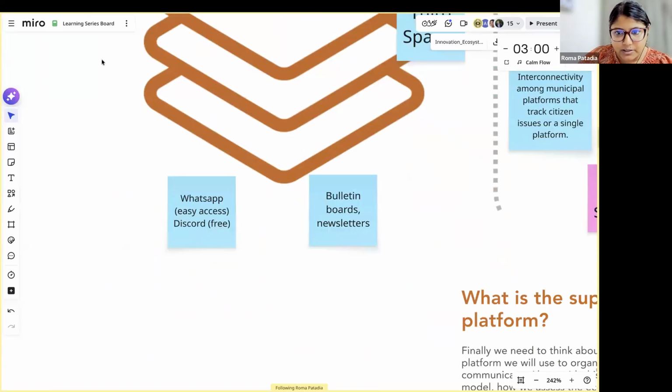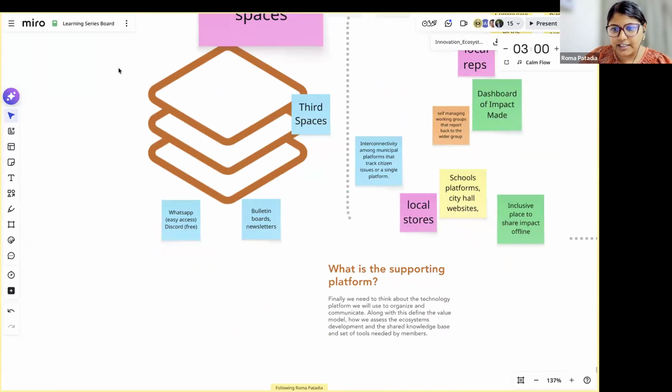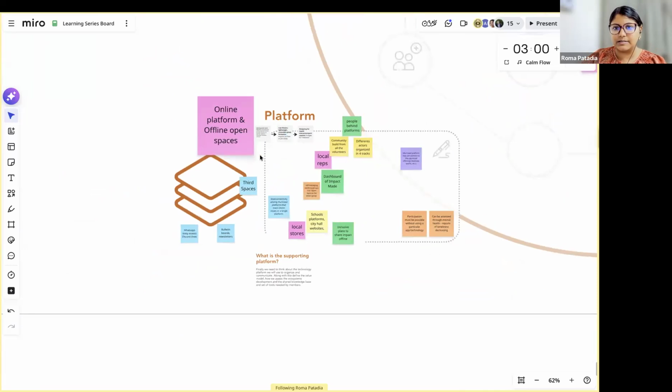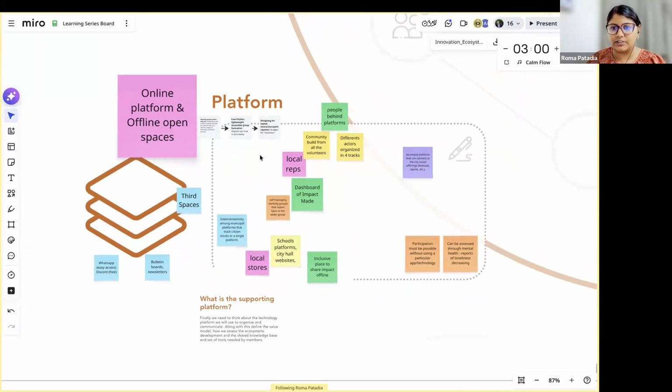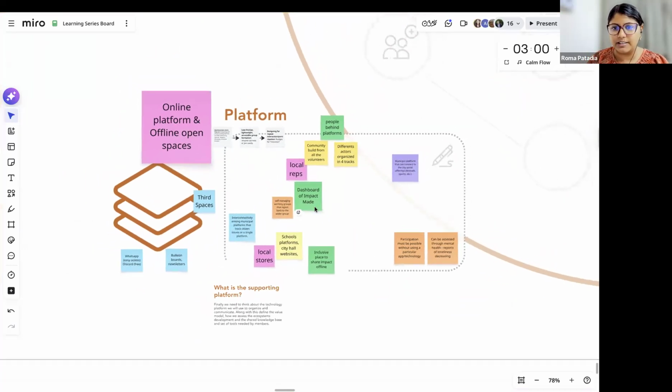We also have bulletin boards, newsletters, WhatsApp, easy access, and Discord free. This is some of the parts that go into creating this organization, this platform.